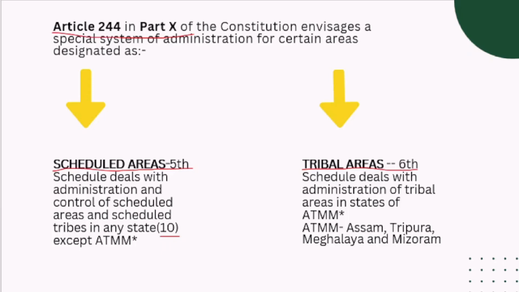Now the key point to note here about the scheduled areas is that it administers and controls the scheduled areas and scheduled tribes except the ATM, that is the 4 states Assam, Tripura, Meghalaya and Mizoram. Kindly remember that here the M denotes Meghalaya and Mizoram, not Manipur. Also, any state can be part of the 5th Schedule except these 4 states. Now let's go to the further slides.